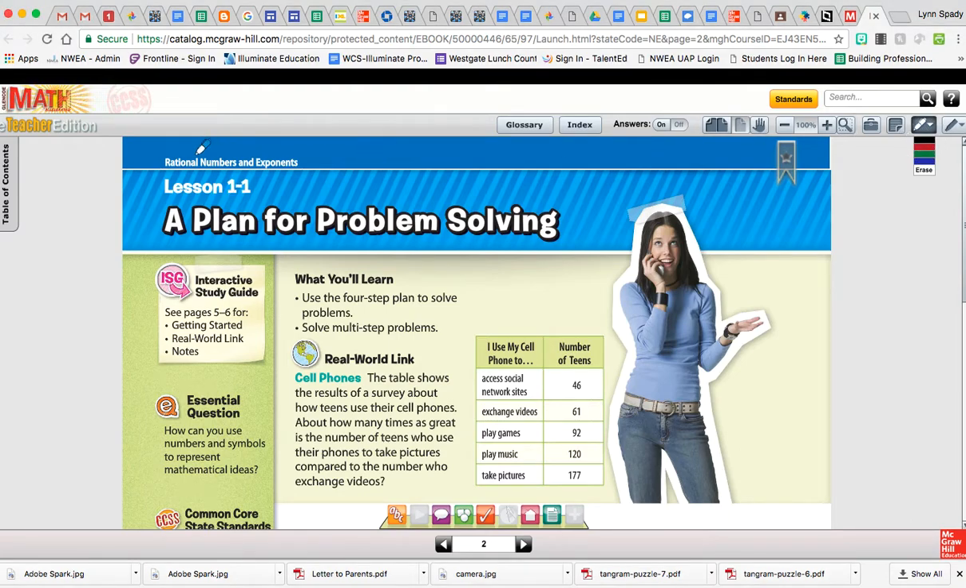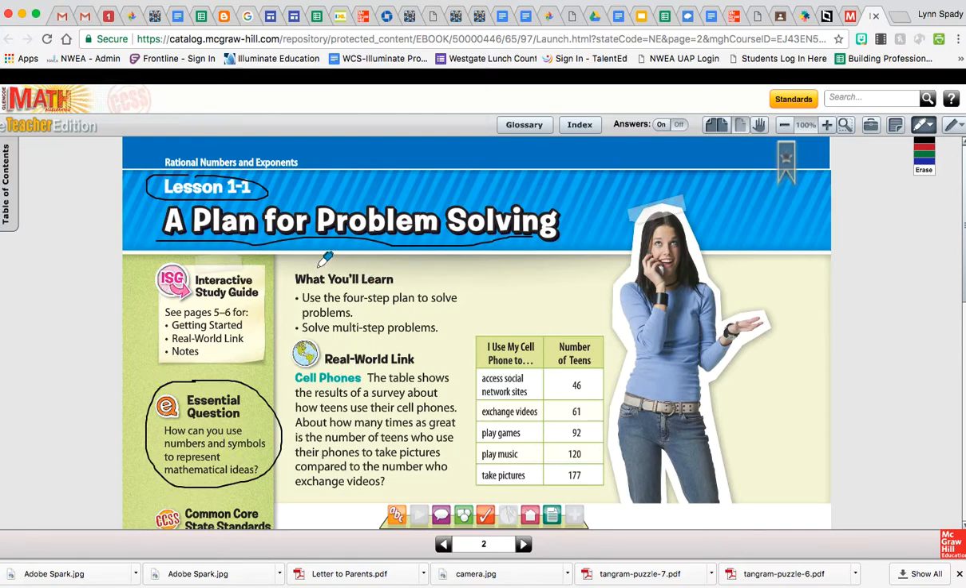This is the video for Lesson 1-1 in Chapter 1 titled A Plan for Problem Solving. Notice at the beginning of every lesson, you'll see the essential question on the left here in the green panel. The essential question for Chapter 1 is how can you use numbers and symbols to represent mathematical ideas? This essential question is at the top of each of your note sheets.